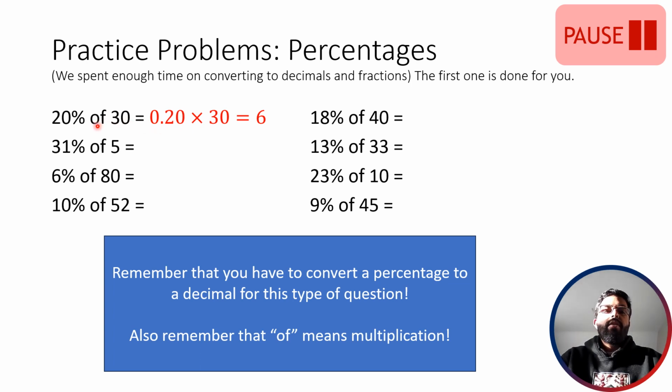And then "of," pretty much always in math, but there's probably some exception somewhere that'll come up at some point. But for now, "of" means multiplication. So you turn this percentage into a decimal, 0.20, and multiplication because of "of," so 0.20 times 30, and then I've given you the answer for that one as well. So you've got these 7 other problems to do, so you can pause and work through them, and then I will show you the answers.